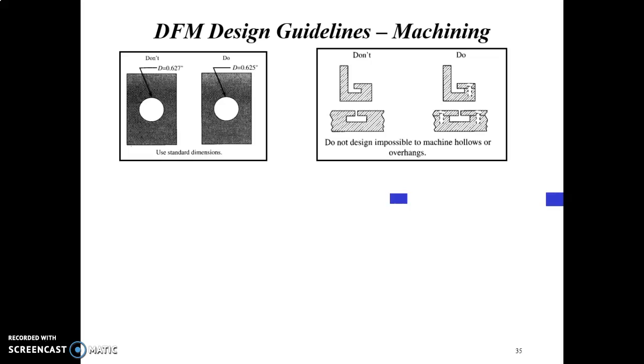Okay, this is the DFM design guideline for machining. Use standard dimensions, which is 0.25, 2.6, 2.5, and do not design impossible-to-machine hollows or overhangs.